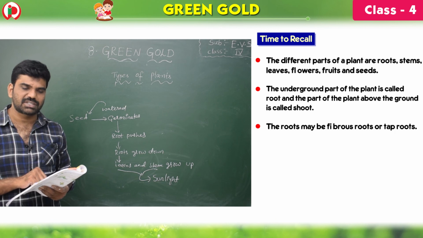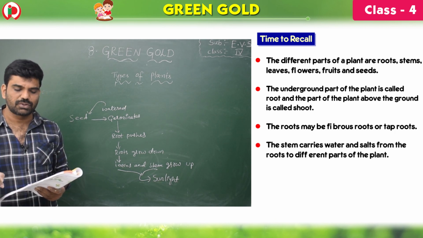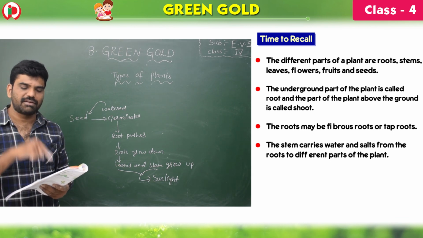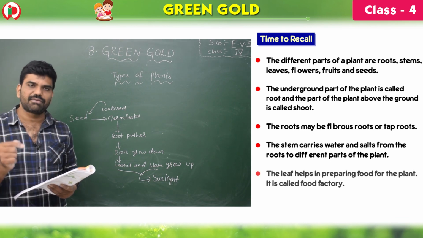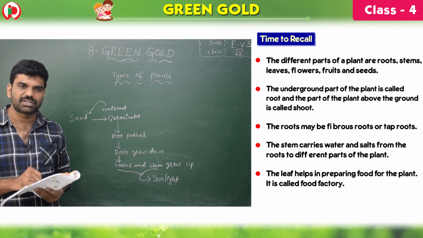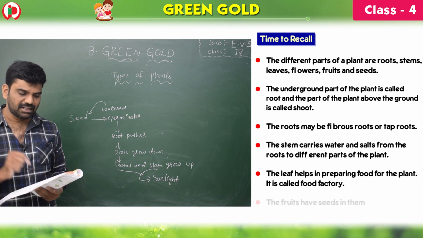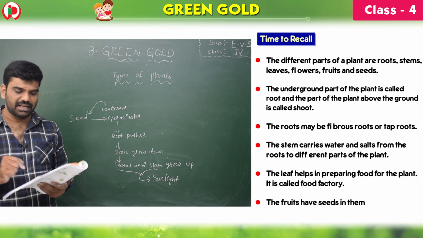What is the function of the stem, children? It carries water and salts from roots to different parts of a plant. What is the function of the leaf, children? It helps in preparation of food material. It is called the food factory. The fruits have seeds in them.